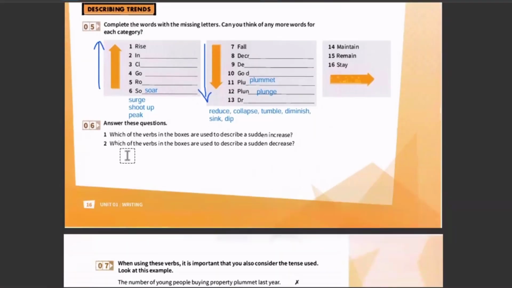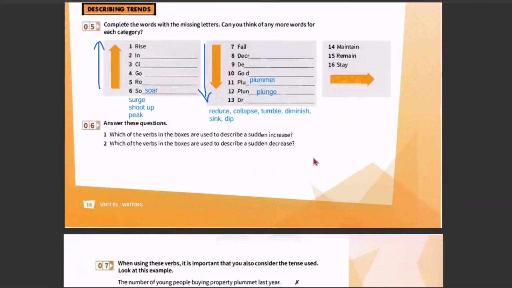Now, moving on to the next activity. In the first question, we have: which of the verbs in the boxes are used to describe a sudden increase? A sudden increase. So these words are given here. These can represent many types of increases, right? But which of the verbs in the box represent a sudden increase, very quickly increasing? Which words can it be? Rise. Is rise sudden? No, rise is not sudden. Rise is to increase slowly, slowly. That is to rise.